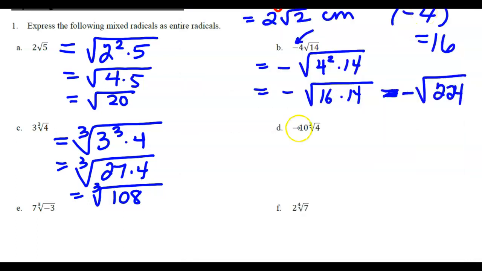Now, for a negative with a cube root, you can have a negative in the radicand. So this one, we can do negative 10 cubed times 4.